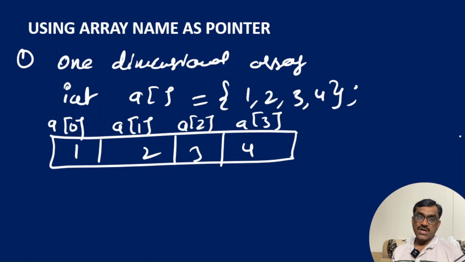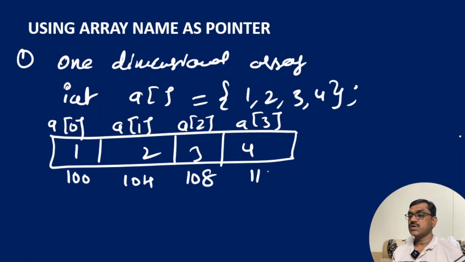Now every location is having its own address. Let us assume that the starting address or the base address is 100, and the address of the next location would be 104 if an integer takes 4 bytes of memory. I'm assuming that an integer takes 4 bytes of memory. And this is 108 and this is 112. Here the name of the array is A, one-dimensional array name.